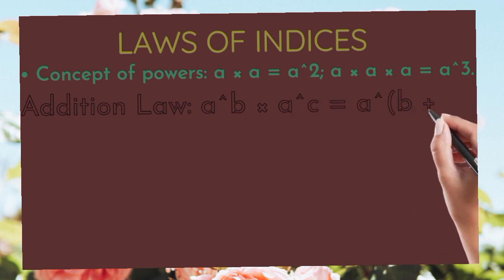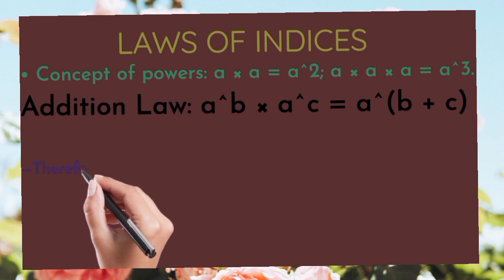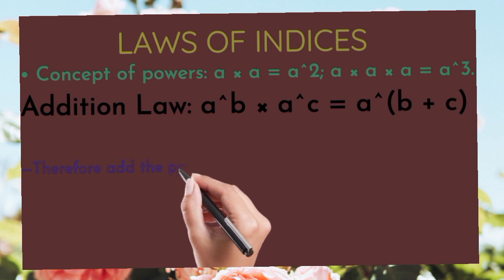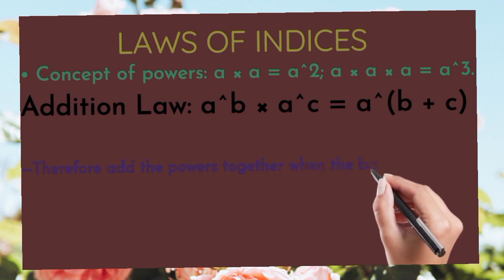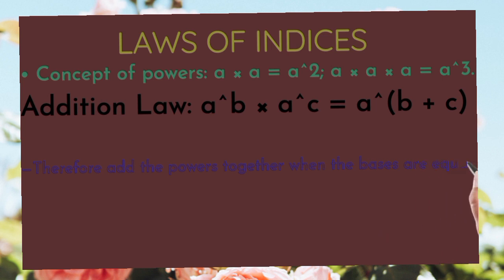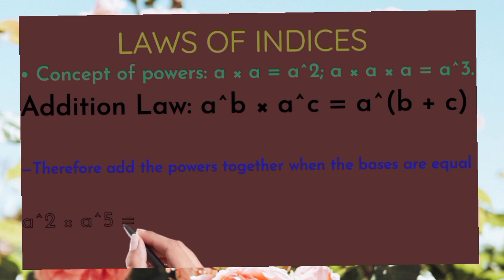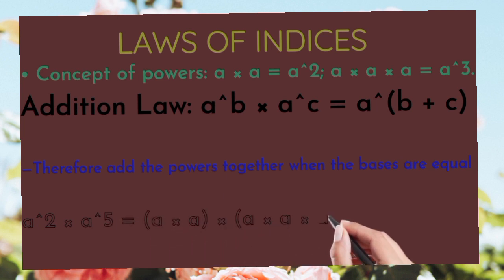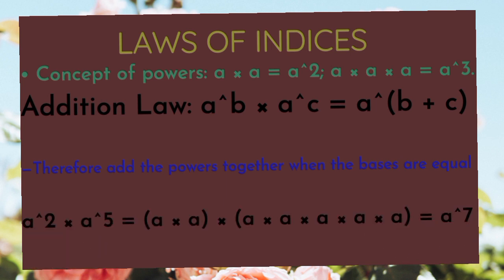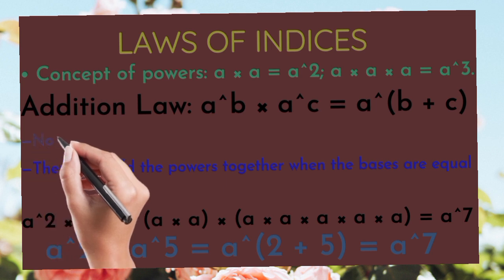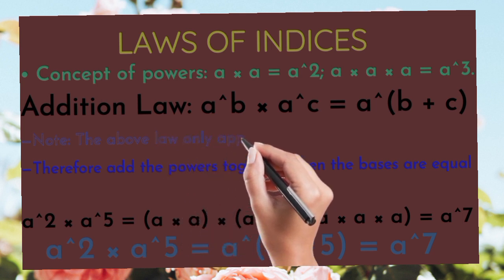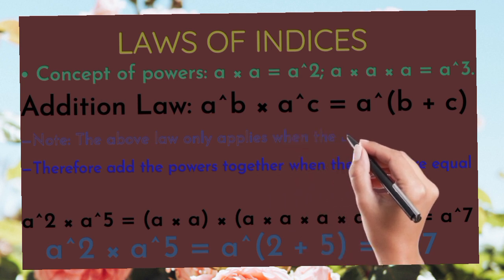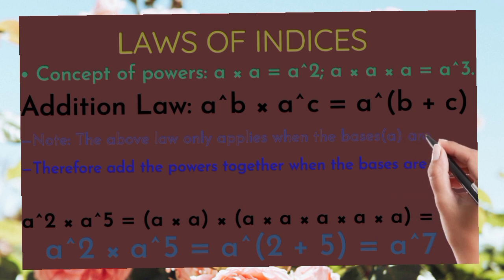So the first law, the addition law, where you have a to the power of b times a to the power of c is equivalent to a to the power of b plus c. So take note of this law when solving problems. You add the powers together when the bases are equal. Remember, the bases have to be equal for this law to hold. For example, we have a to the power of 2 times a to the power of 5, which is a to the power of 2 plus 5, which is a to the power of 7. So instead of expanding it, you can just apply the law to get the desired result.